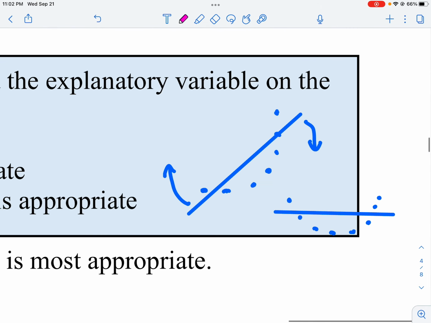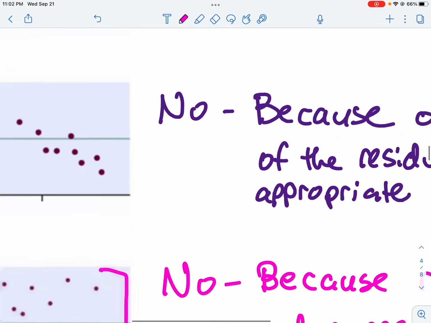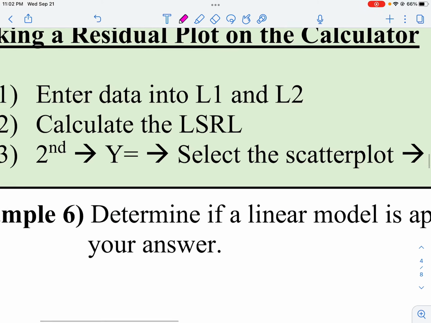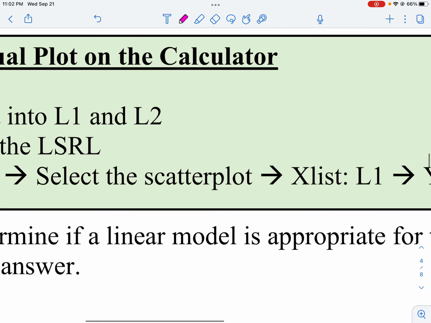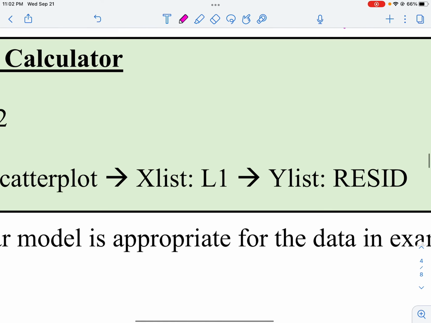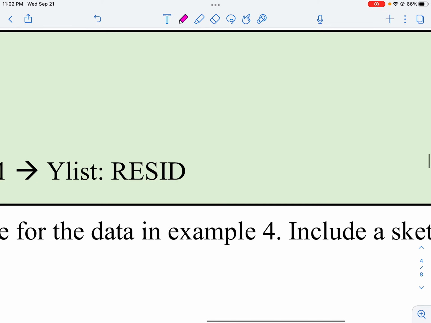Remember that a residual plot is taking the least squares regression line and rotating it. If there's no least squares regression line to rotate, your calculator can't make the graph. So you have to calculate the least squares regression line. Then once you do that, you hit second y equals to go to your stat plots. You choose the scatter plot option, and your x list is going to be list 1, but your y list is going to be resid, which stands for residuals.